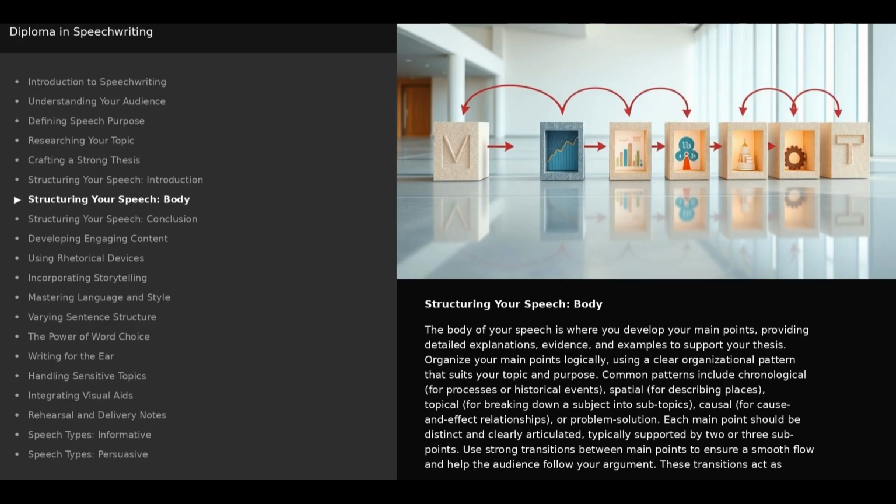Use strong transitions between main points to ensure a smooth flow and help the audience follow your argument. These transitions act as signposts, signaling shifts in thought and reinforcing the speech's structure. The body should systematically build your case, leading the audience towards your intended conclusion.